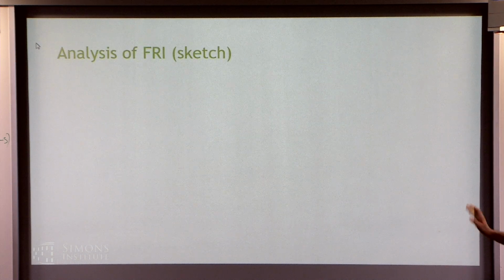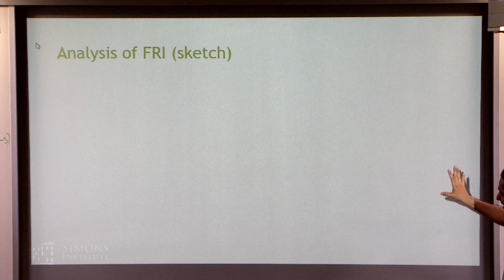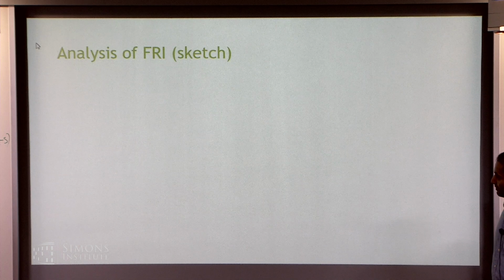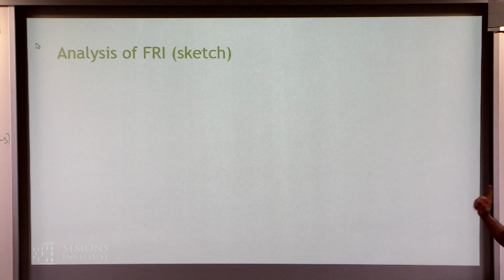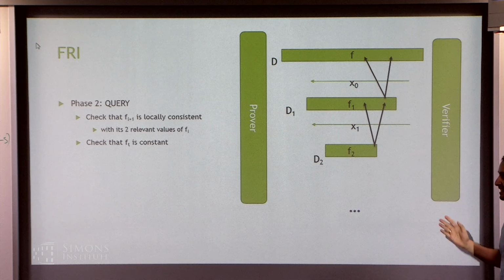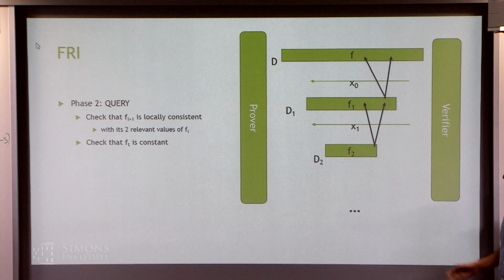Okay, now I'm going to give you a sketch of the analysis and highlight the main lemma that happens inside. Okay, so the analysis. Oh, FRI is Fast Reed-Solomon IOPP, or F for short. In fact, my whole talk is F for short, right? Okay, so good.